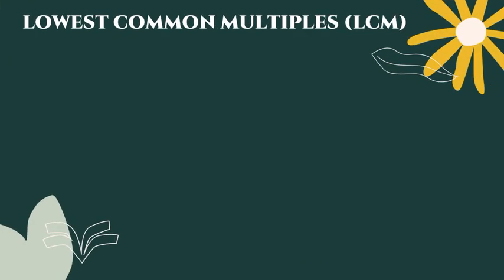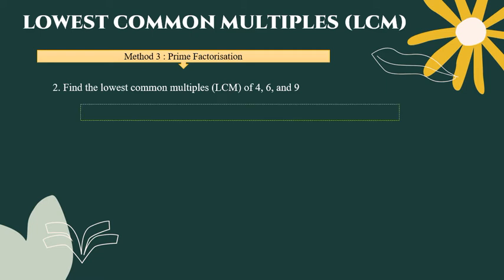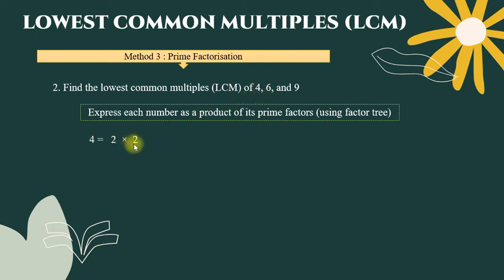This is the most suggested method. Next is method 3, prime factorization. Find the lowest common multiple of 4, 6, and 9. For prime factorization, remember last time you expressed each number as the product of its prime factors using a factor tree. So 4 is 2 times 2, and 6 is 2 times 3.